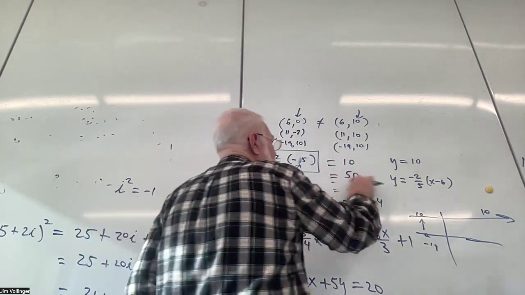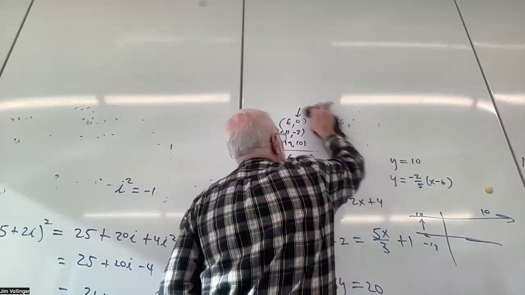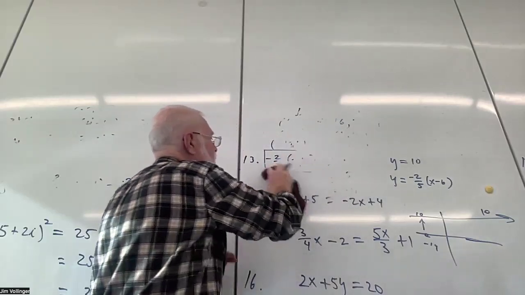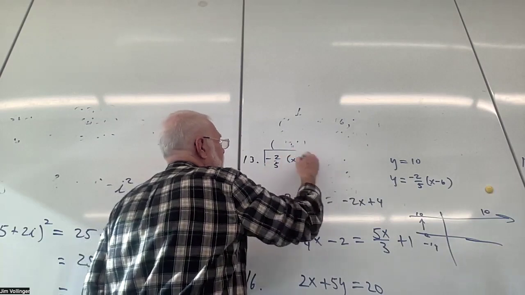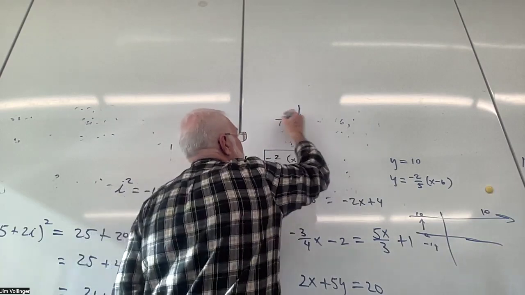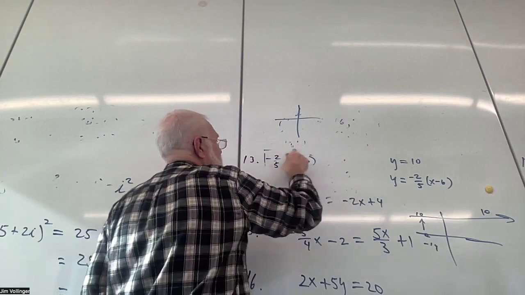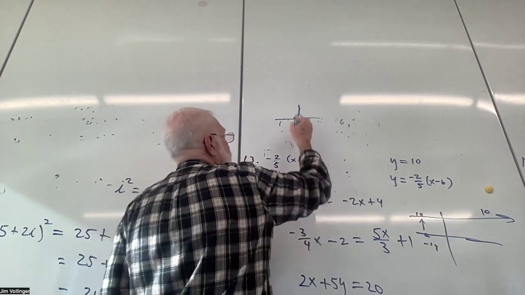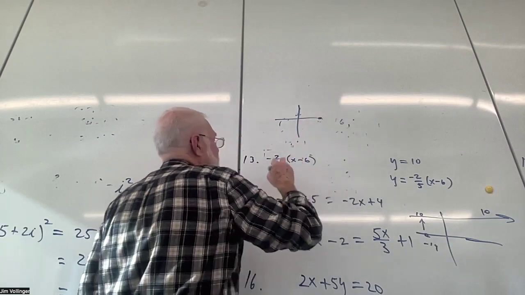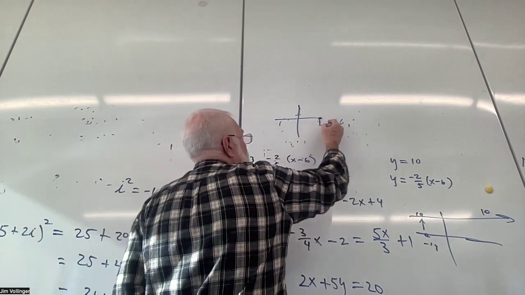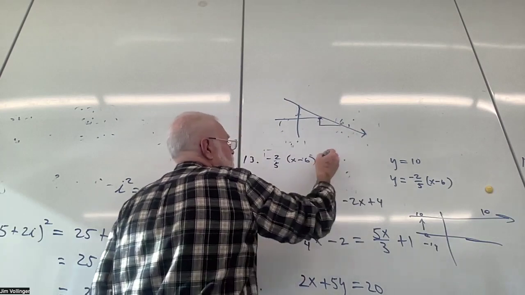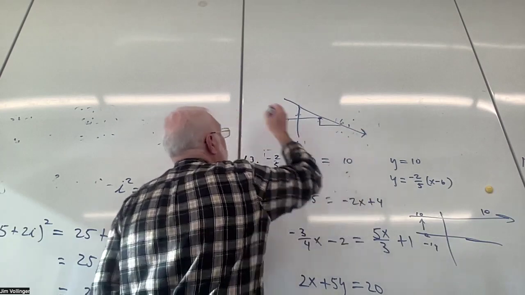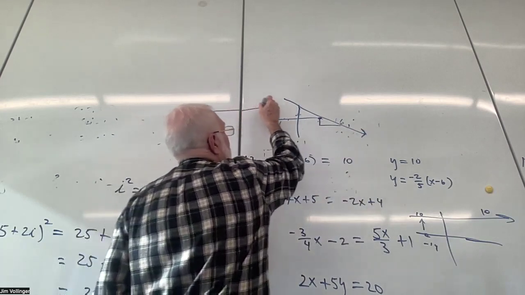Maybe we could figure out graphically if that makes sense. So minus 2/5 x minus 6, I'm going to graph that. I can see that a 6 gets me 0. I can see that I'm going down 2 over 5. It looks like I've got a decreasing function, and I want to know when it hits a height of 10. Well, here's a height of 10.